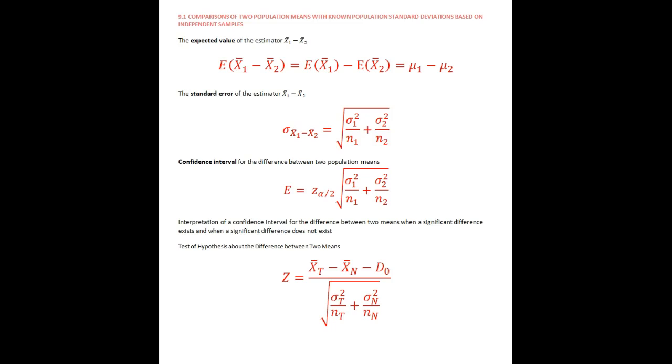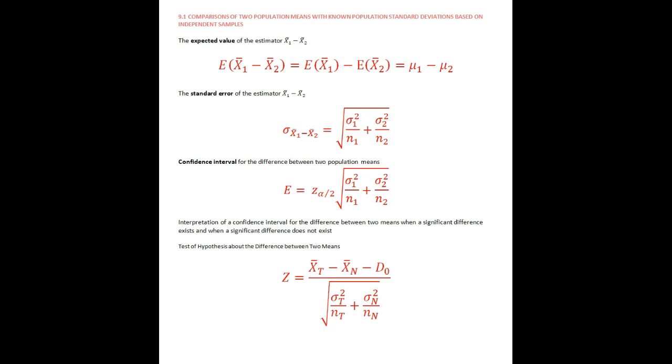So in 9.1, what we're doing is we're saying we think that we have these assumed population standard deviations, and then we're making a 2-sample test based upon that, okay? So the first thing I want to look at here is this expected value of the estimator x bar 1 minus x bar 2. This is essentially fancy statistical jargon for the expected value of the difference of the 2 means, right? So when we're comparing 2 samples, they each have a sample mean, and then they each have a proposed population mean, okay?